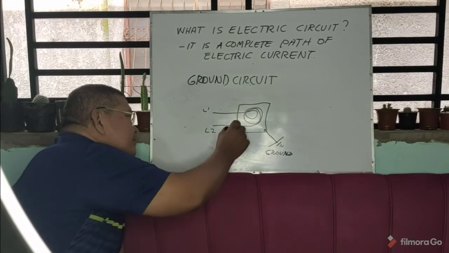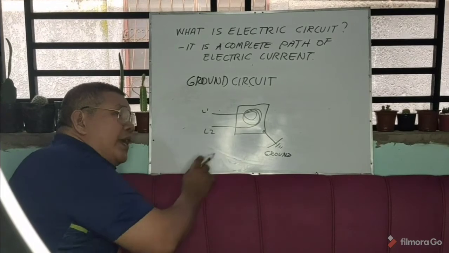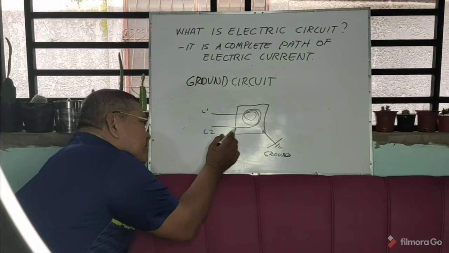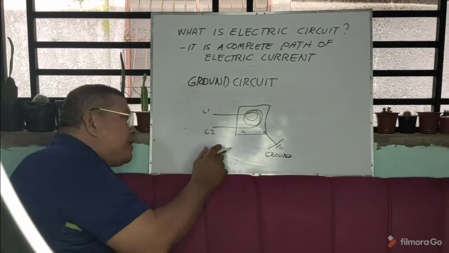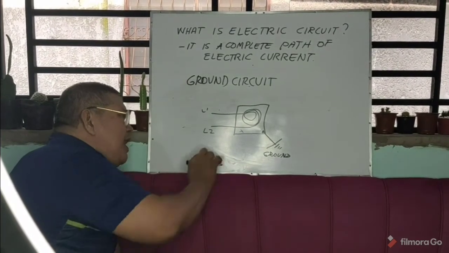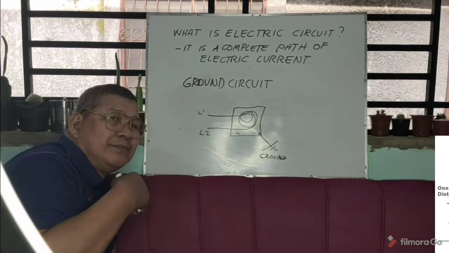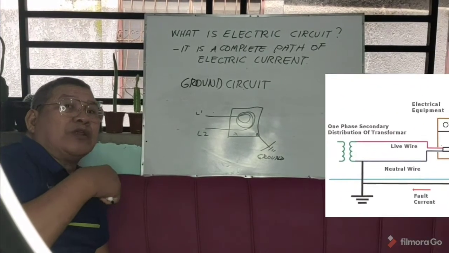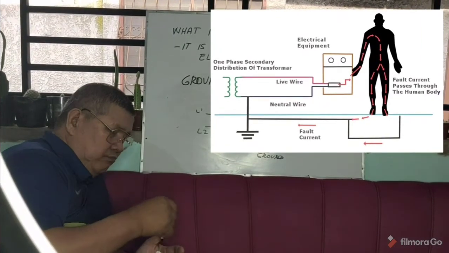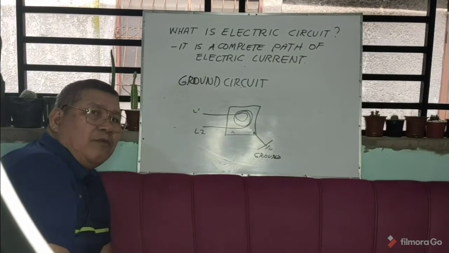Again, maybe the insulator of the wire is removed and it touches the metal frame. So if you don't have the ground, and then you touch the metal, you are considered as the ground wire. Then you will feel the current, you will get shocked. But if you have the ground, of course, you will not feel anything. But that is already a trouble.